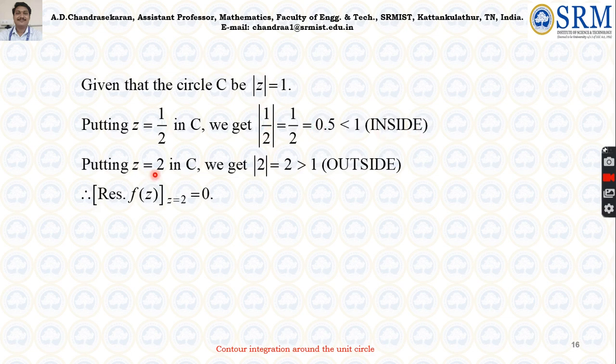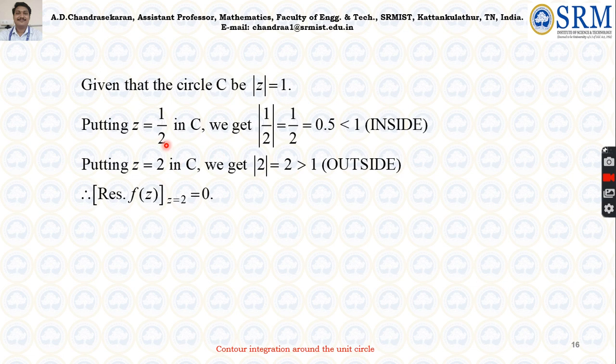But the second one is 2, so it is greater than the radius, that means it is outside the unit circle. So this outside means the corresponding residue value at the pole z equal to 2 is 0. So no need to find the residue of f of z at z equal to 2, we directly get 0 because it lies outside.